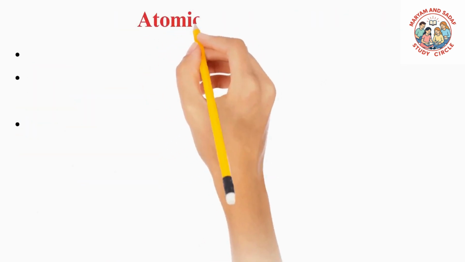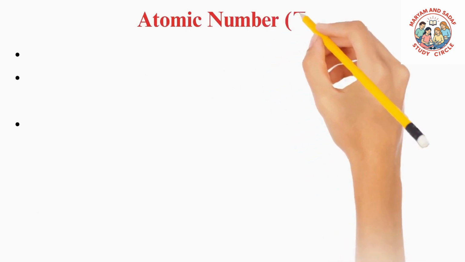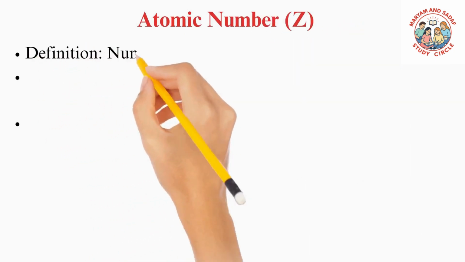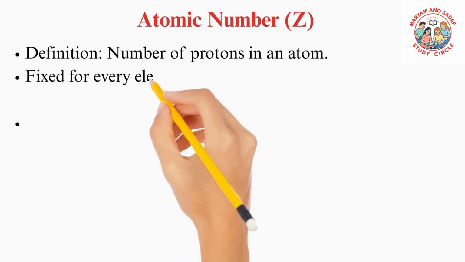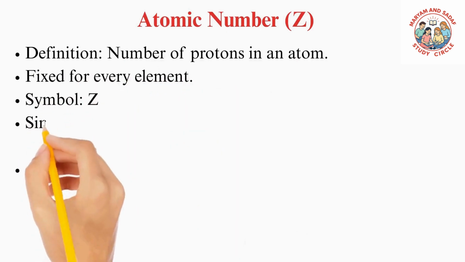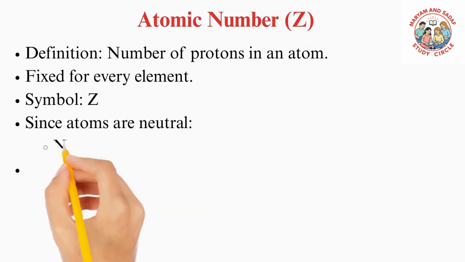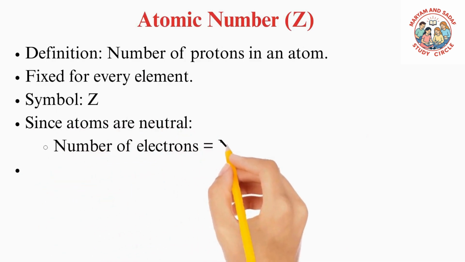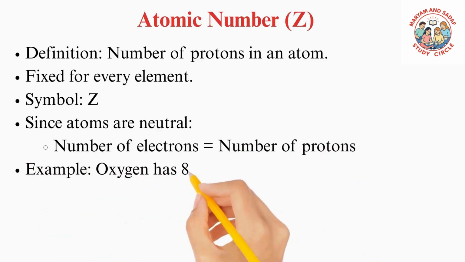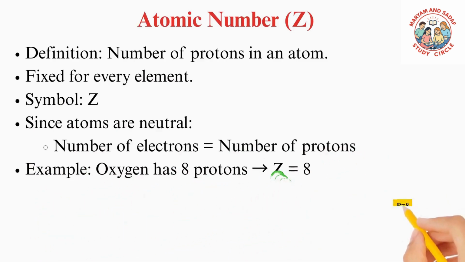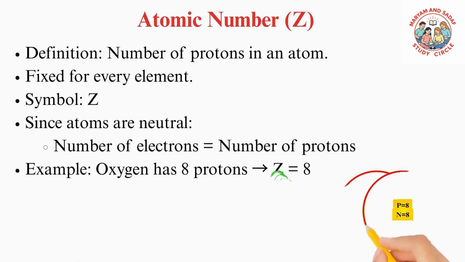Atomic number. Definition: the number of protons in an atom, fixed for every element. Symbol Z. Since atoms are neutral, the number of electrons equals the number of protons. Example: oxygen has 8 protons. Its atomic number is 8.